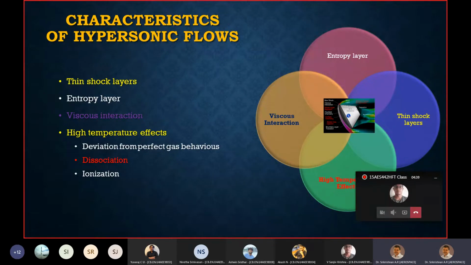Now, usually people add one more in this list, which I'm cautiously avoiding. We will be addressing that later in the course. That is rarefied flows, rarefaction of flows. In fact, rarefied flows, where you have Knudsen number being the parameter to determine whether the flow is rarefied or not, is not an inherent property of hypersonic flows. People consider rarefied also along with these four.